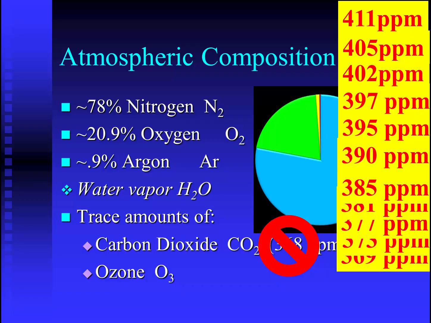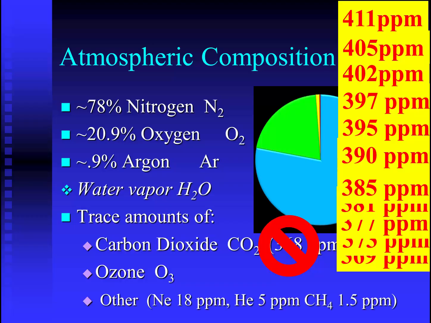There's also another type of oxygen, ozone, a molecule that has 3 atoms of oxygen, which is an important gas in the Earth's atmosphere. This gas has very different roles if it's down near the surface of the Earth or high in the Earth's atmosphere. We'll talk about that later. Other important gases include neon, helium, and CH4, which is methane.